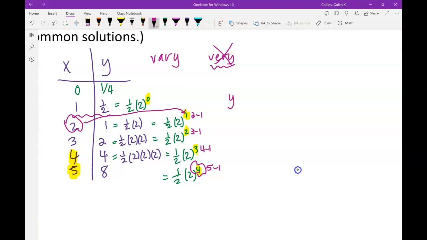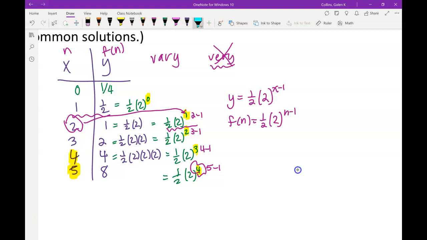So that helps me write this equation. So I could say I'm using the structure. y equals 1/2 times 2 to the power of x minus 1. And in function notation, where this is n and f of n, that's going to be f of n equals 1/2 times 2 to the power of n minus 1.